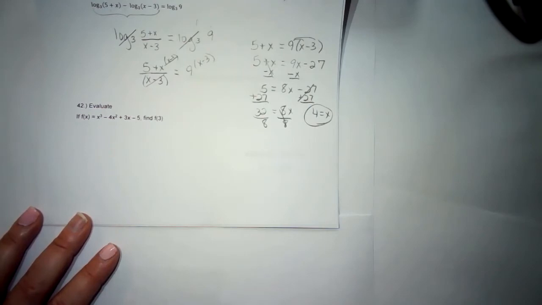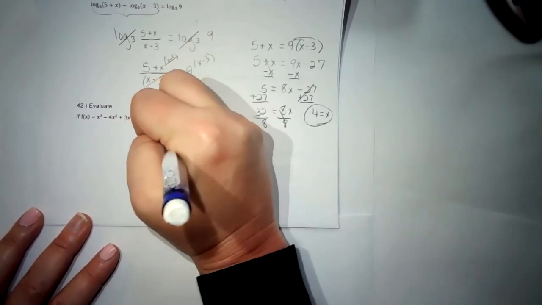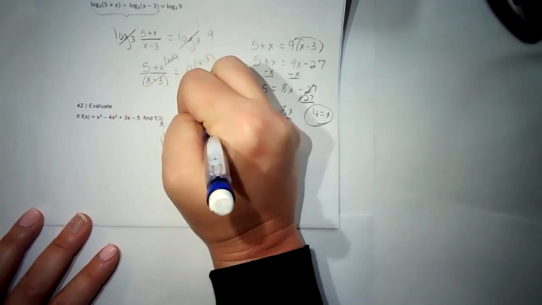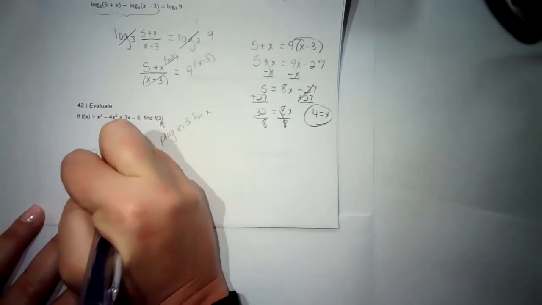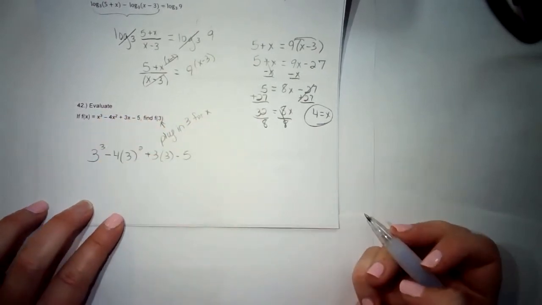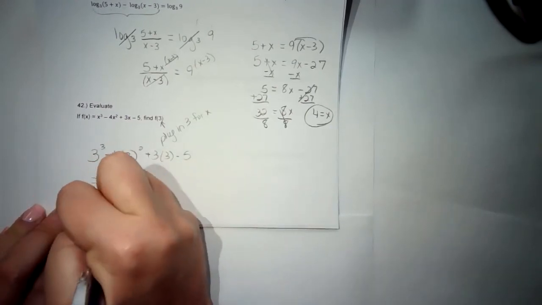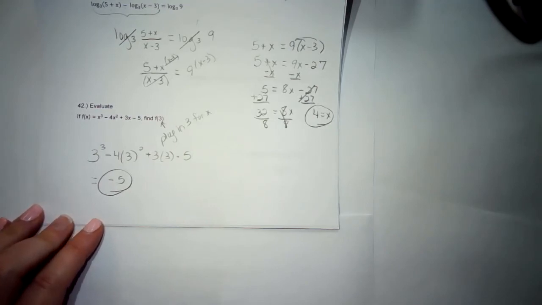Okay, 42. What is it wanting us to do for 42? It says find f of 3. This means plug in 3 for x and give it the answer. You guys are good at that. So I'm not going to spend too much time on that, but you just throw in the 3. Make sure you're okay finding the answer. I came up with a -5. Is that okay?